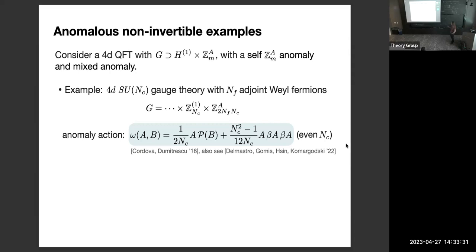In such a case, I have an anomaly inflow action, which describes the mixed anomaly between these two. Here A is the background field for the zero-form symmetry, B is the background field for the one-form symmetry, and the Pontryagin square is the appropriate quadratic form for B. Then I have a self anomaly, by which I mean some term like A dA dA in this example, for just the Z_{2N_f N} symmetry with appropriate factors. This expression changes slightly between even and odd N, but there's such an expression for these anomalies.